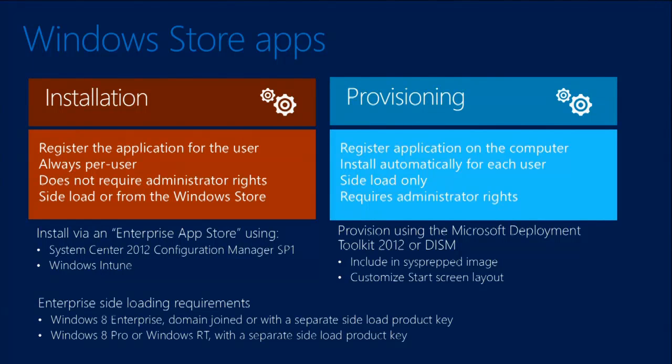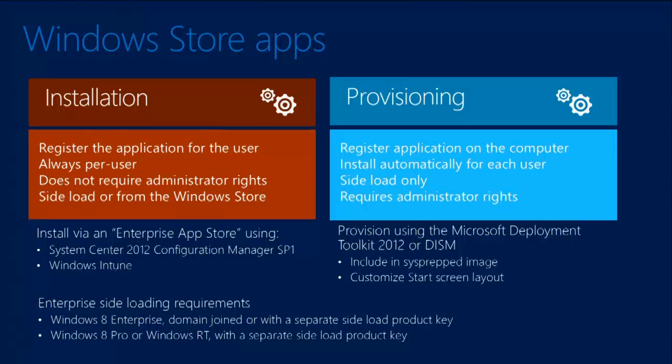If you have Windows 8 Enterprise in a workgroup, Windows 8 Pro, or Windows RT, you have to install a separate sideload product key. That separate sideload product key is provided for free as long as you have software assurance for Windows. If you don't have software assurance for Windows, you would have to buy that. Those sideload product keys are sold in 100 packs. I think the standard price is somewhere around $30 a piece.